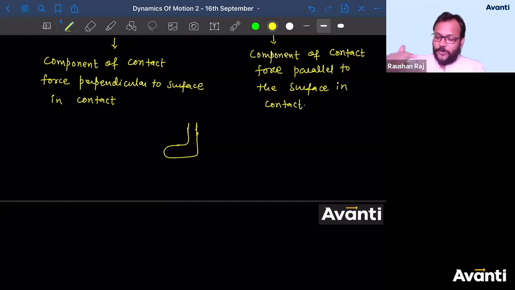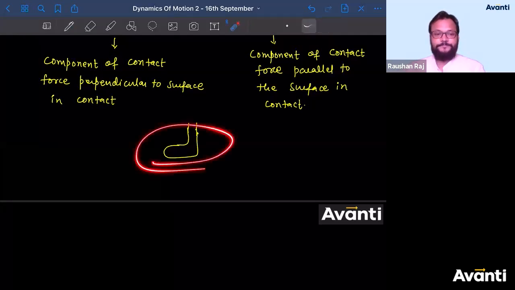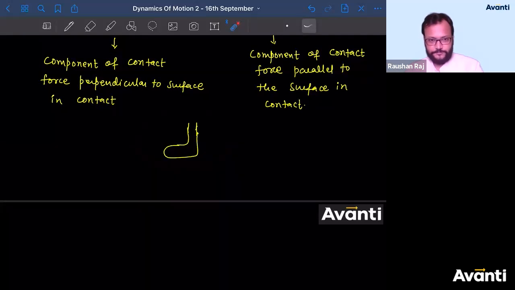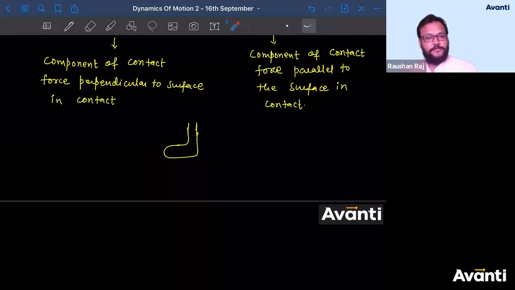Guys, when you try to walk, what actually does your foot do? क्या करता है? If you try to walk, you apply force on the ground. But in which direction you apply force on the ground? कौन से डायरेक्शन में लगाते हो? जल्दी से बताओ. In which direction you apply force on the ground?